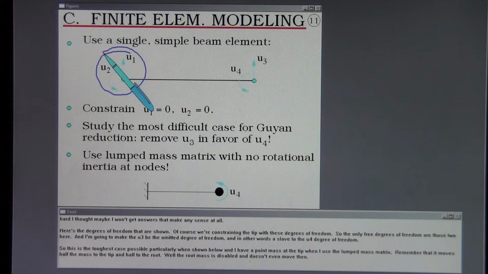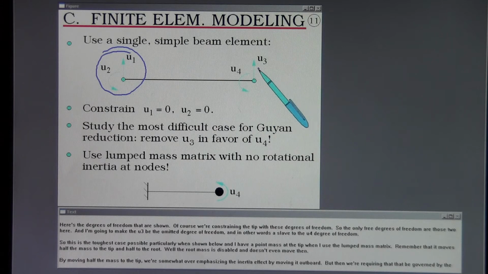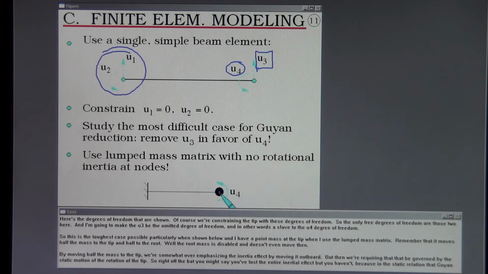And I'm going to make the U3 be the omitted degree of freedom, in other words, a slave to the U4 degree of freedom. So this is the toughest case possible, particularly when shown below that I have a point mass out at the tip when I use the lumped mass matrix. Remember that it moves half the mass to the tip and half to the root. Well, the root mass is disabled and doesn't even move then.